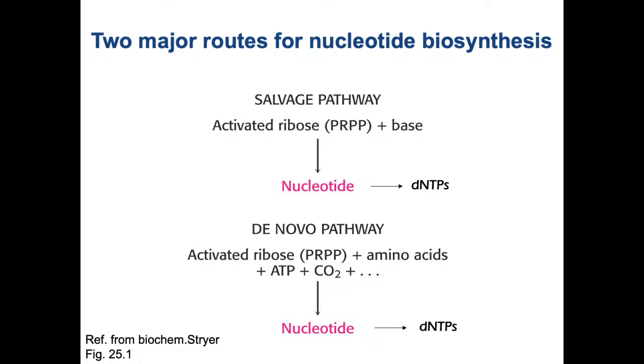So just remember these two different nucleotide biosynthesis pathways. There is a salvage pathway, then there is a de novo pathway. The salvage pathway includes your activated ribose plus base, giving rise to nucleotide and then dNTPs. On the other hand, the de novo pathway uses activated ribose sugar plus amino acids plus ATP plus carbon dioxide, giving you nucleotides and dNTPs.